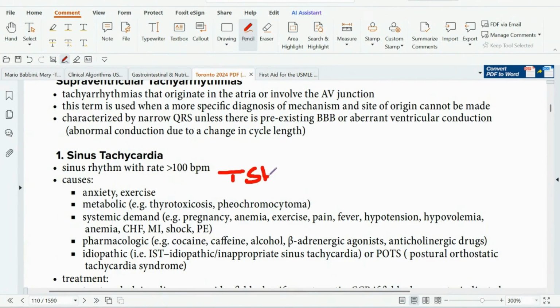Thyrotoxicosis is one of the most common reasons for a person to come in with uncontrolled heart palpitations. Either it's a panic disorder, one of the most common, or they have something like thyrotoxicosis or hypothyroidism.